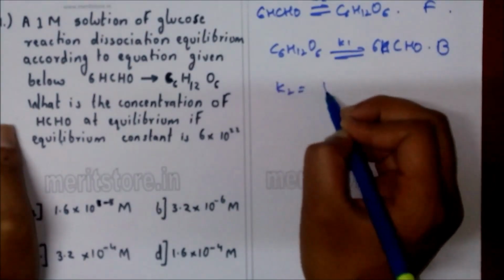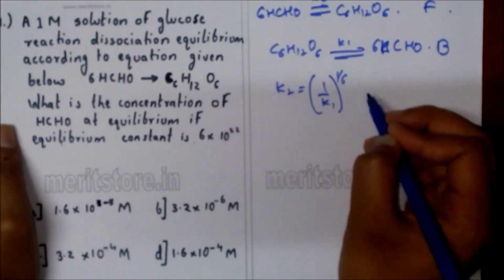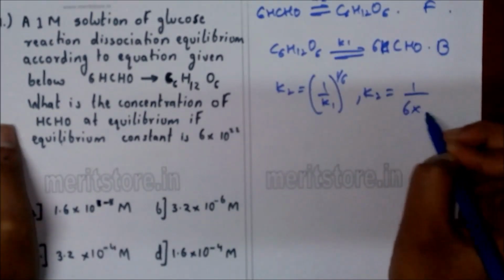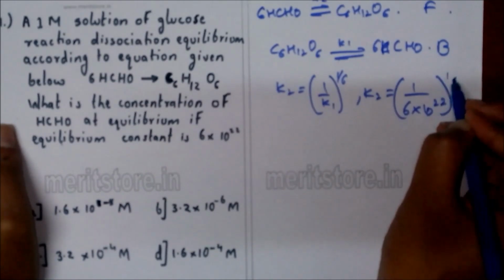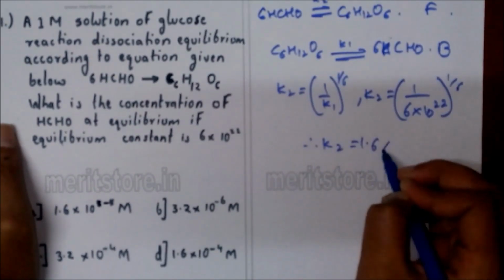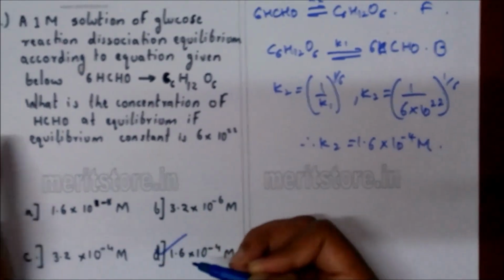K2 is equal to 1 upon K1 raised to 1 by 6. Therefore, K2 is equal to 1 upon 6 into 10 raised to 22, raised to 1 by 6. On solving, we get K2 is equal to 1.6 into 10 raised to minus 4 moles. So option D is the correct answer.